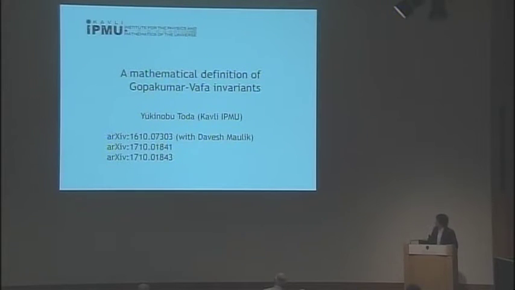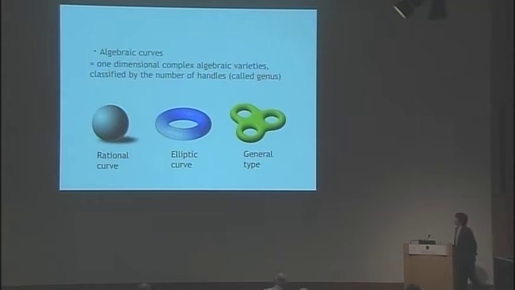Well, first let me talk about some basic stuff. There are several quantum invariants on Calabi-Yau manifolds, and we are basically interested in counting curves on such varieties. So the basic objects which we want to count are algebraic curves. Roughly speaking, they are one-dimensional complex algebraic varieties. In many cases, they are smooth, but sometimes they are not. And topologically, they are classified by the number of handles, called genus.